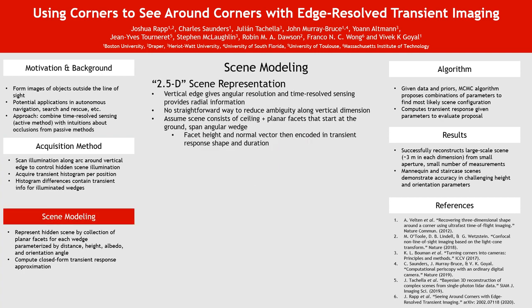We have seen that using the vertical edge helps give angular resolution, and that time-resolved sensing allows us to recover radial information from the time of flight. However, there is no similarly straightforward way to resolve ambiguity along the vertical dimension. We first constrain our scene representation in order to make some sense of the data that we acquire. In particular, we assume that the scene consists of a ceiling plus vertical planar facets that start at the ground and span the solid angle of a wedge. In addition to the distances to each planar facet, we also parameterize them by their height and their normal vector, which are encoded in the temporal response profile shape and duration. Because we constrain the facets to extend up from the ground, we call this representation 2.5 dimensional.